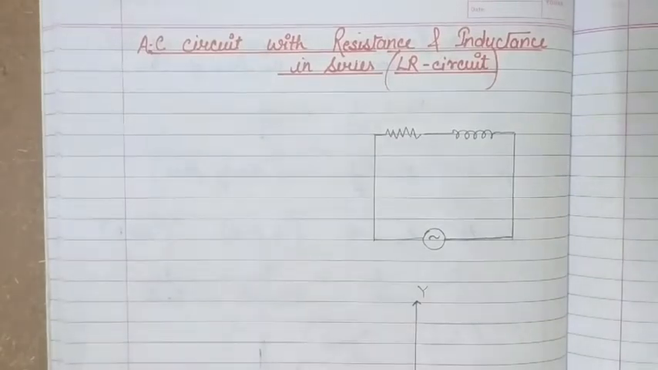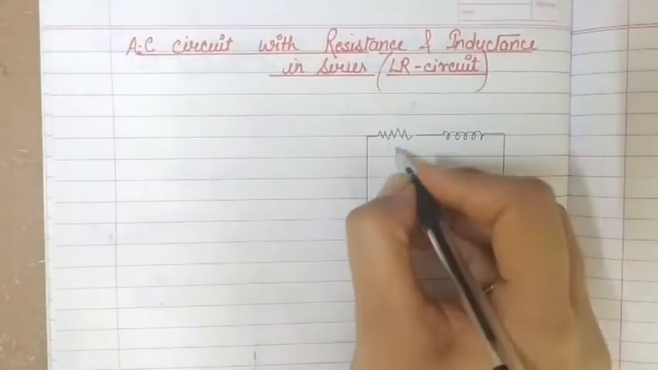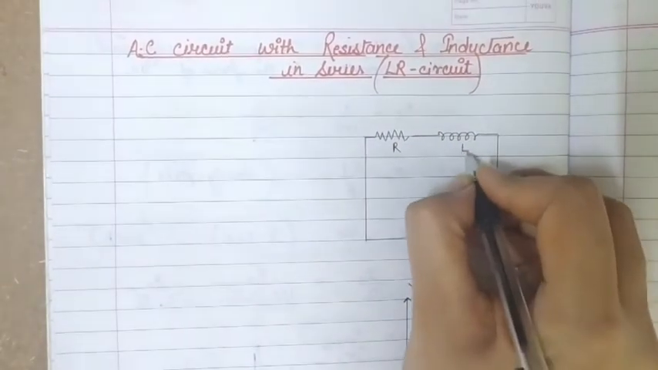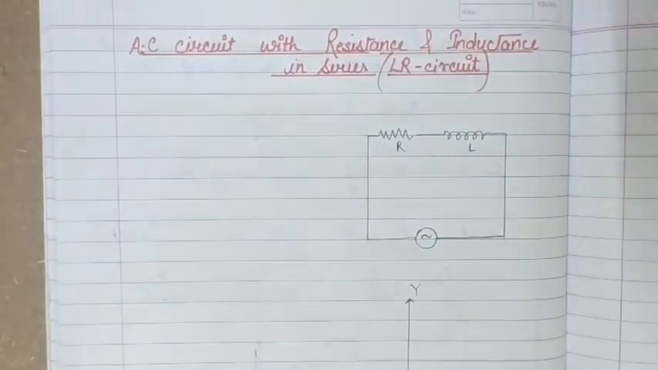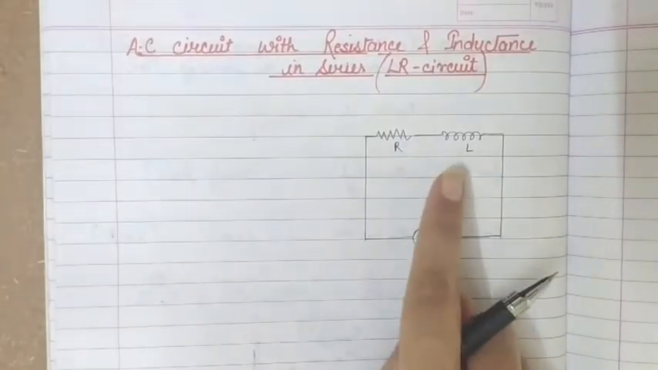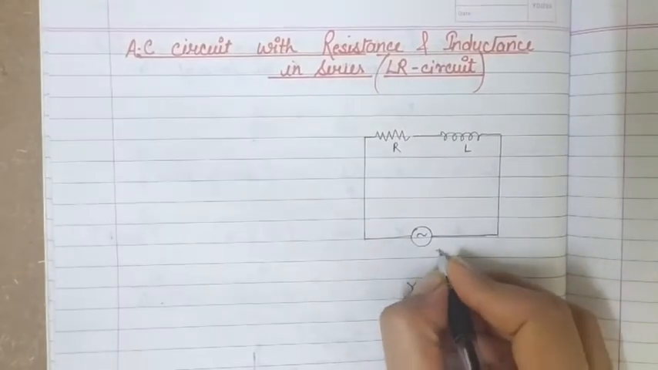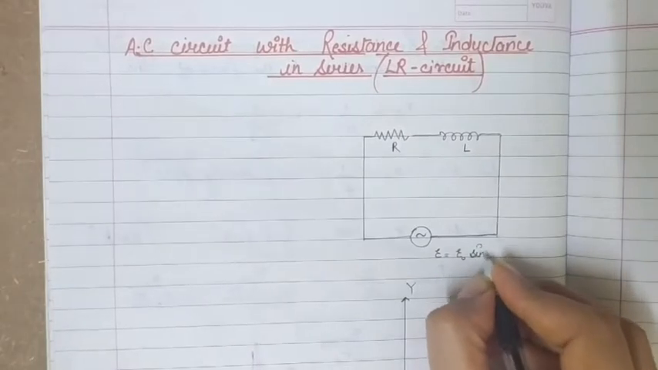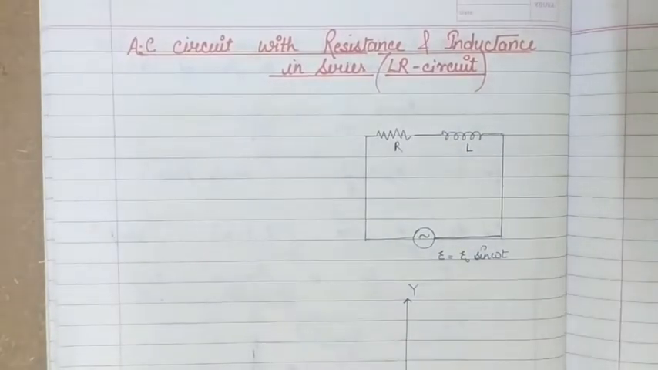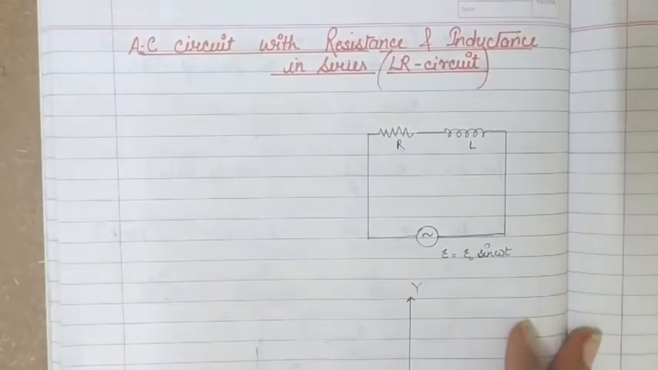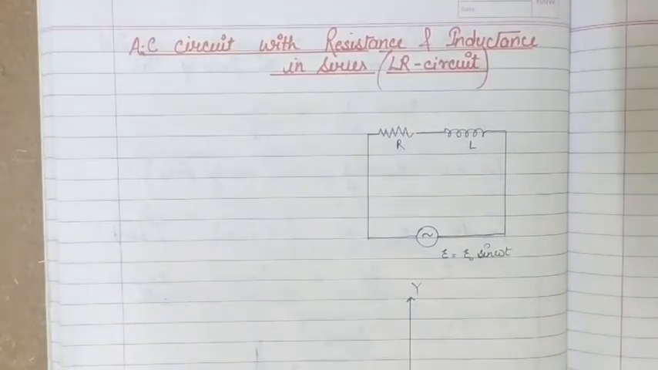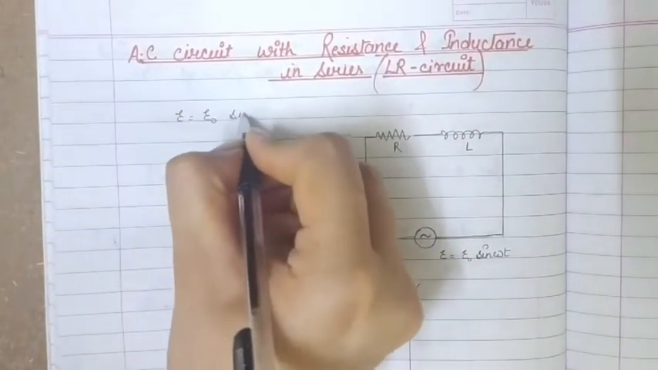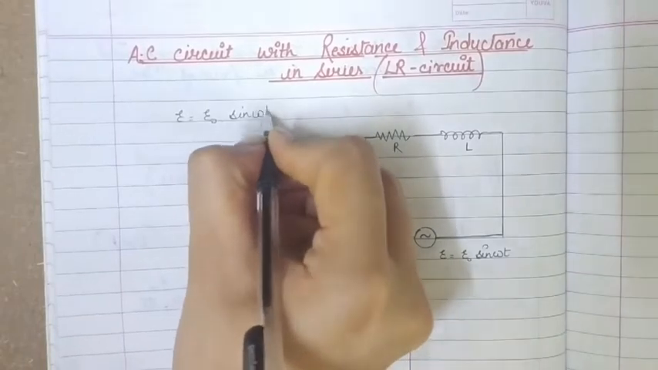As you can see in the diagram, a resistor of resistance capital R and an inductor of inductance L are connected in series and connected to a source of alternating EMF epsilon having value epsilon naught sine omega t. So this is the circuit that we have. The alternating EMF is epsilon equal to epsilon naught sine omega t.